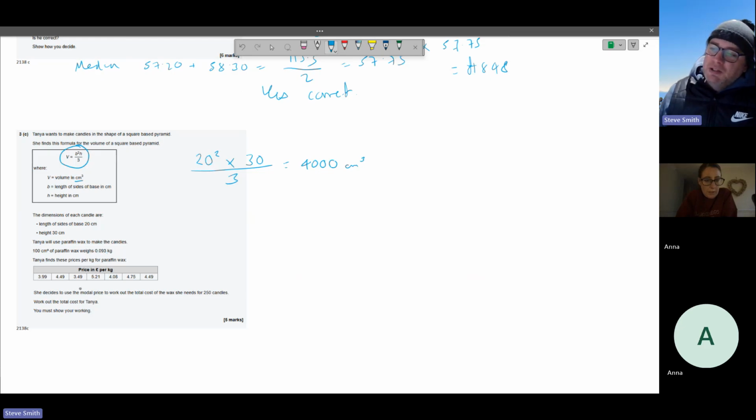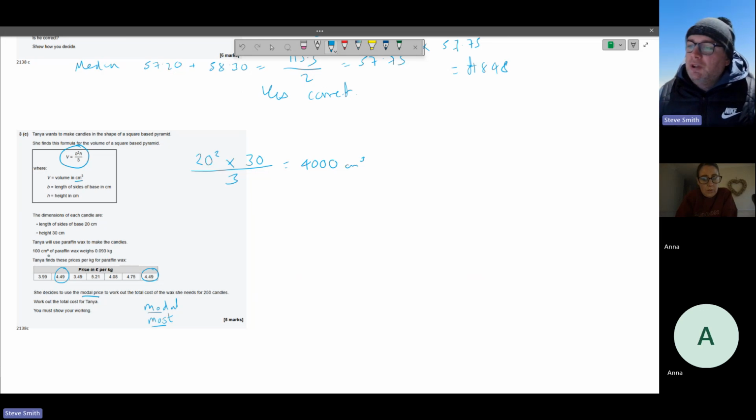So again, this is where the average comes in. We've got modal now. Modal starts with MO, as does most. So it's the most common, the modal price. Have we got one here? Here we got that one. Look, it's got it twice there. Right, so 100 centimeters cubed of paraffin weighs, wowzers, 250 candles as well. My goodness, she's going to be busy.